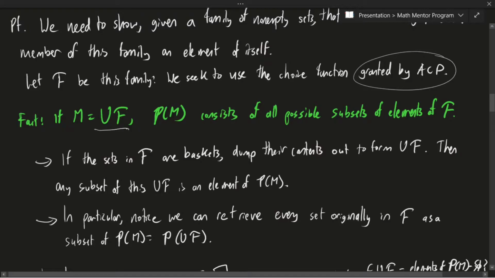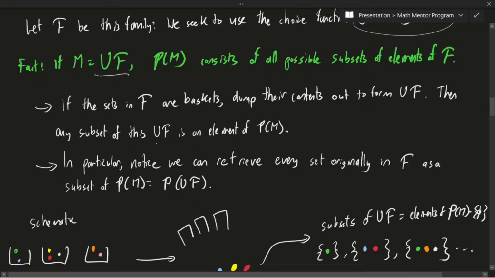Now, what is P of M then? P of M is the set of all subsets of this union. So in particular, any subset of the union of F is going to be an element of the power set of M, because remember, the power set consists of all subsets. Notice that we can retrieve every set that was originally in F. Remember, F is the family that we're trying to show has a choice function. Every set appears as an element of the power set of M. Remember, M here is just the union of F.